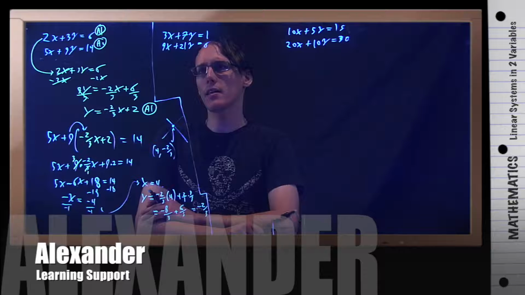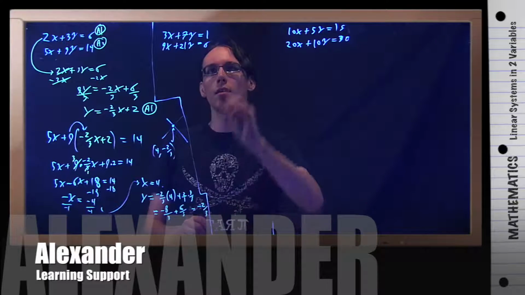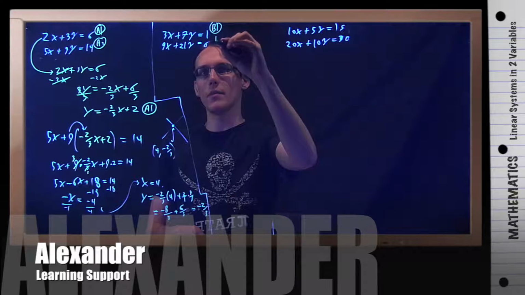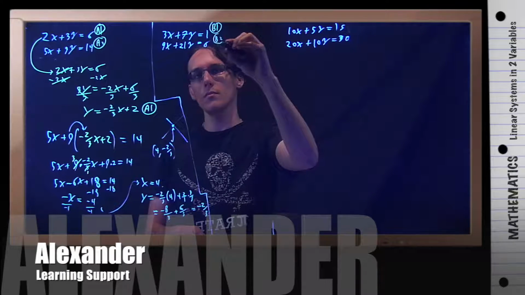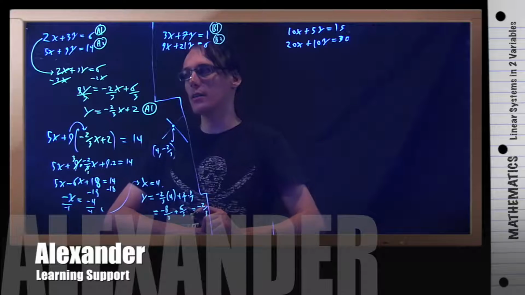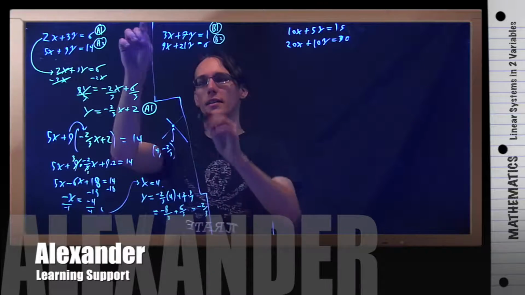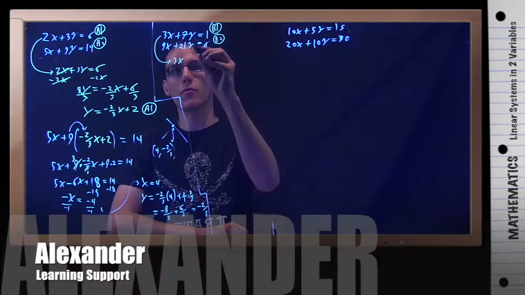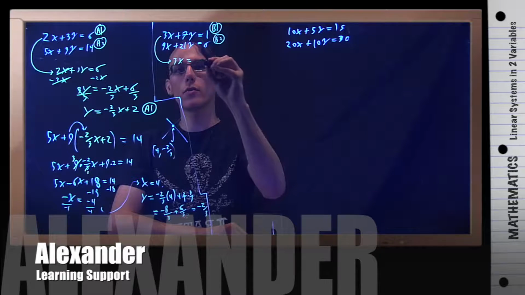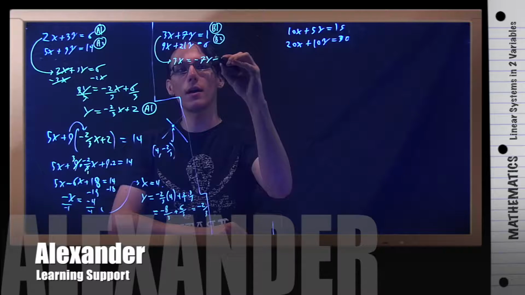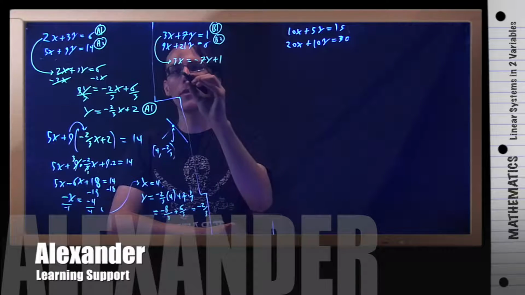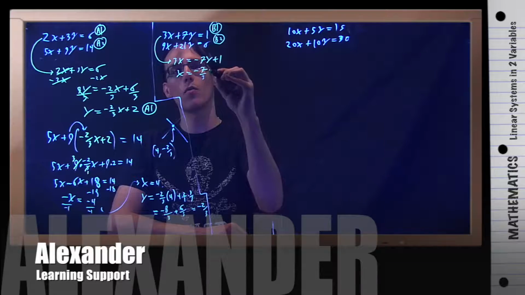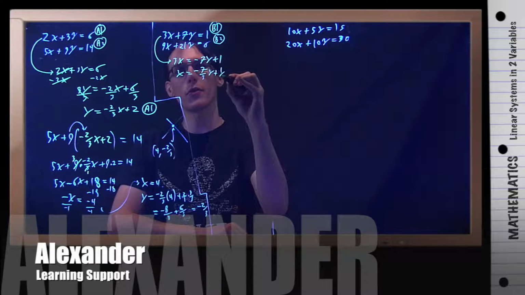Once again, I'm looking at this, and I really don't see it being any simpler to solve for one variable over the other. So I'll just arbitrarily decide to solve the first equation for x. So first, I subtract the 7y from both sides. So I get 3x is equal to negative 7y plus 1. And then I divide through by 3, so x is equal to negative 7/3 y plus 1/3.